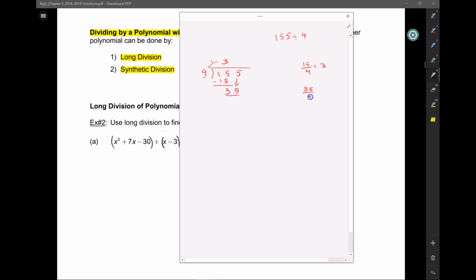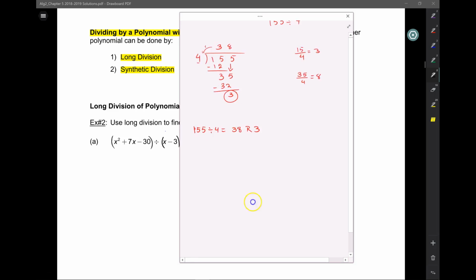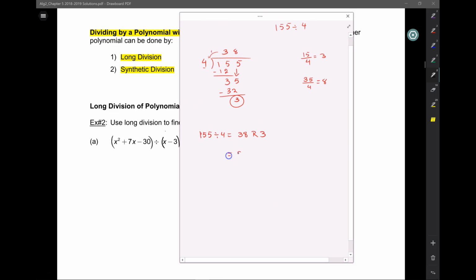Divide this by this, and that will give you 8. So you put the 8 here. Then again, you multiply. You subtract. And then you're left with a remainder. So what are some ways to write this? We have 155 divided by 4. I can say that's 38 remainder 3. But what's an even better way of writing it? 38 plus 3 over 4.